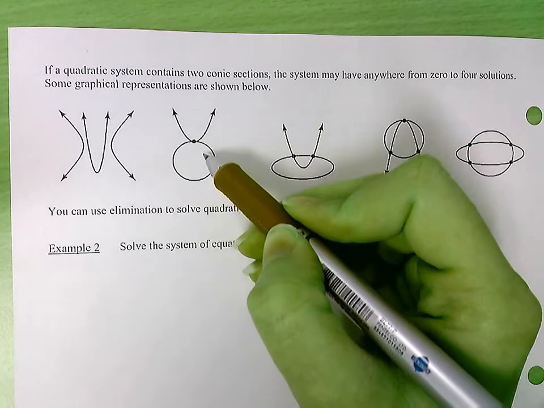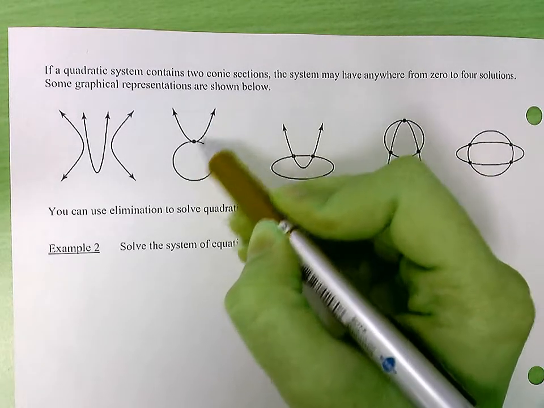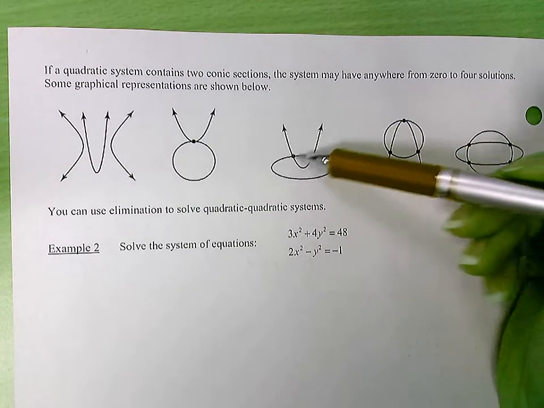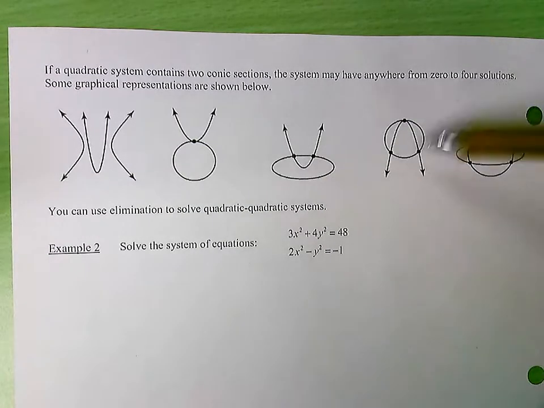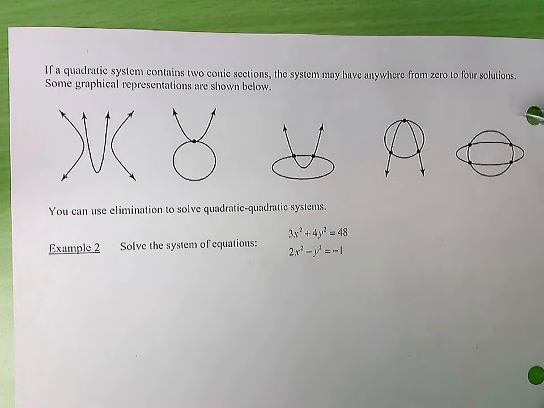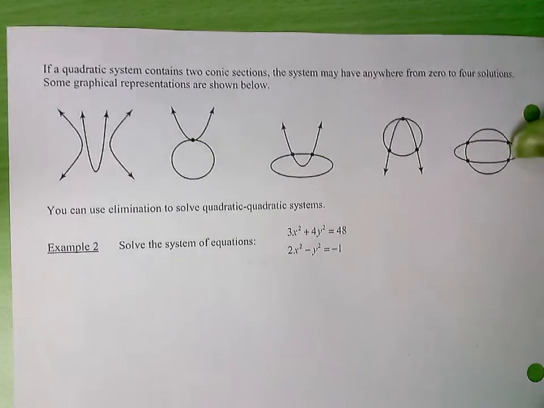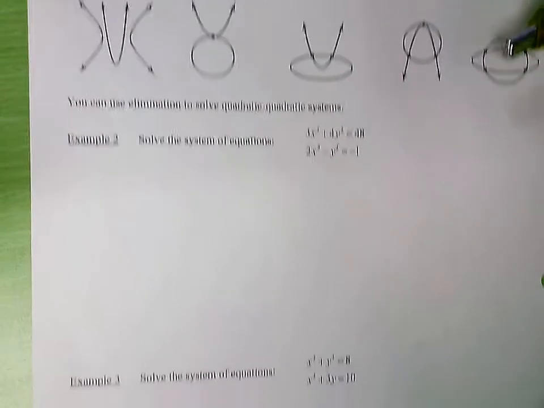Here I have one solution, so my one graph hits my other in exactly 1 point. This one here I have two solutions. Here would be 3. And then the last one, yes, you can have 4 solutions, where that graph intersects at 4 different points. So we're going to go through another example here.